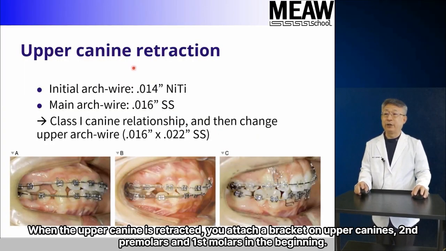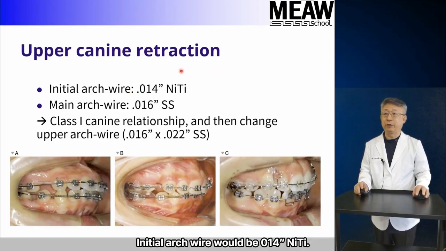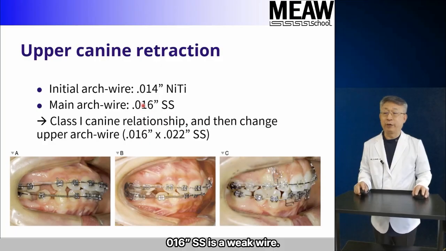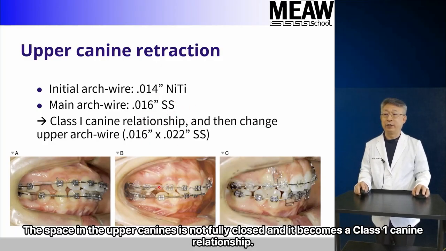When the upper canine is retracted, you attach a bracket on upper canines, second premolars, and first molars in the beginning. Initial arch wire would be 040 NiTi. And next month on 016 SS, the upper canines are moved backwards. 016 SS is a weak wire. The space in the upper canines is not fully closed, and it becomes a class 1 canine relationship.